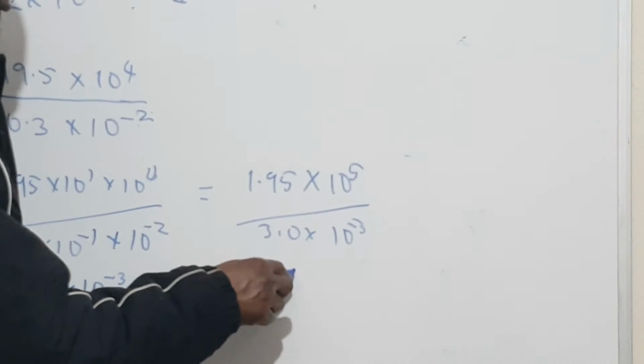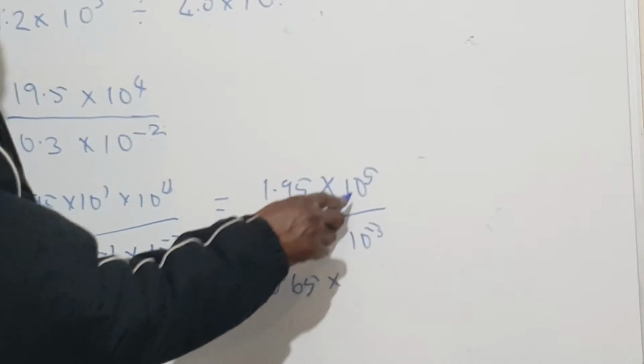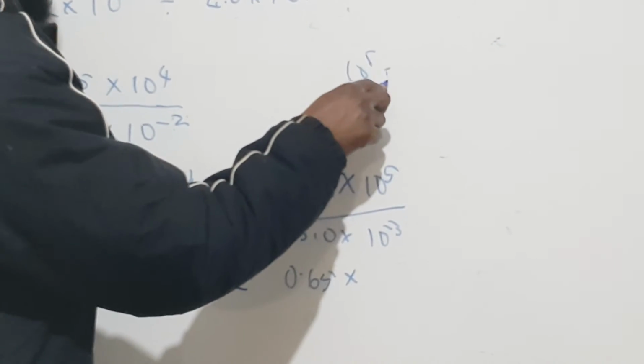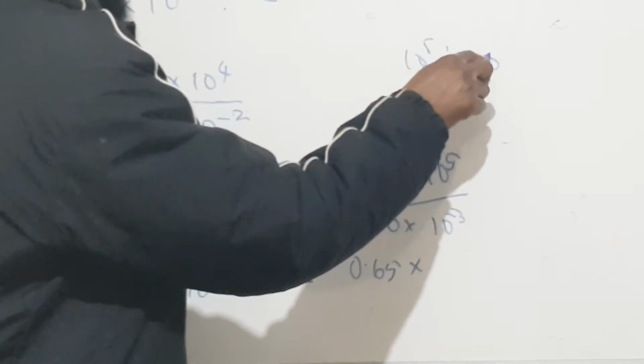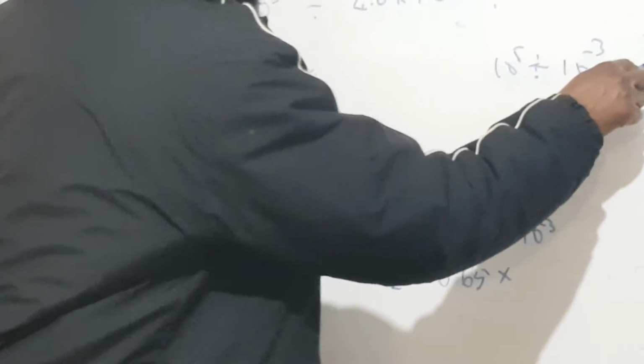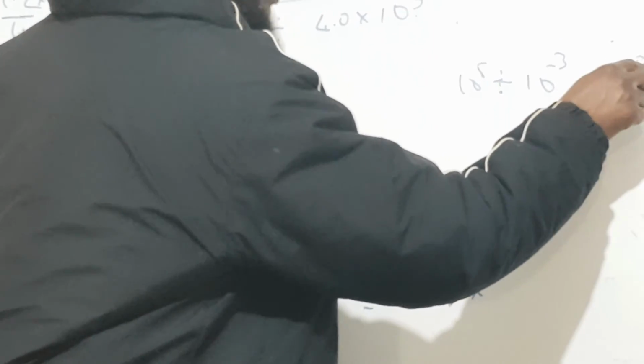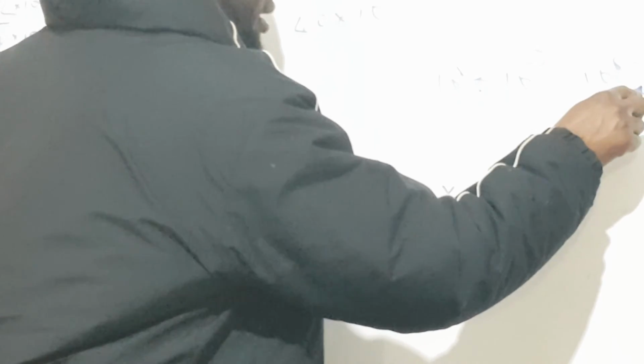0.65 times this divided by that will be 10 to the power 5 divided by 10 to the power minus 3. That will be 10 to the power 8, yes? Why 8? Because it's 5 minus 3, and that is 10 to the power 8.